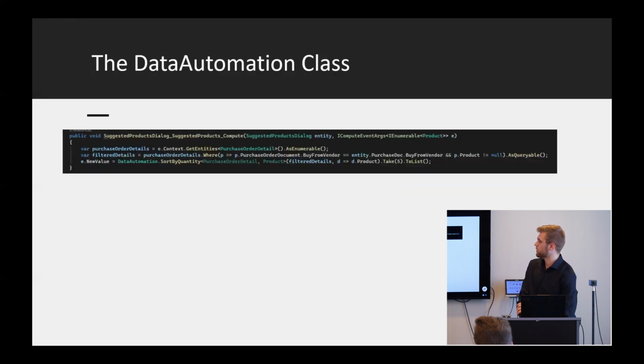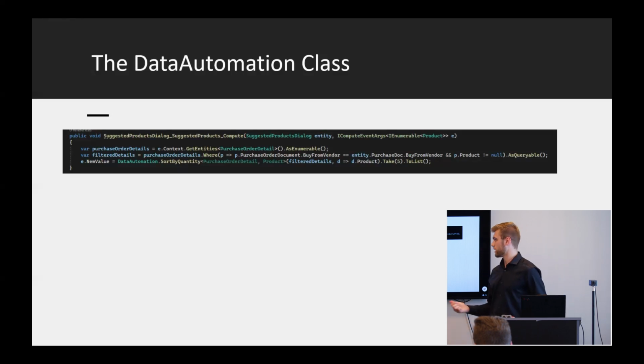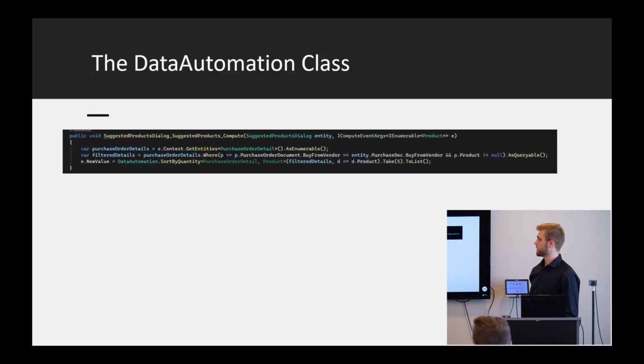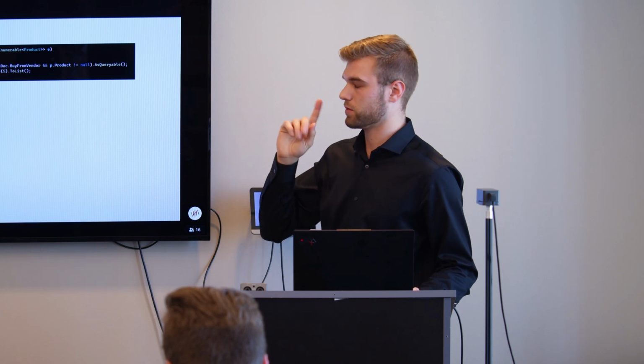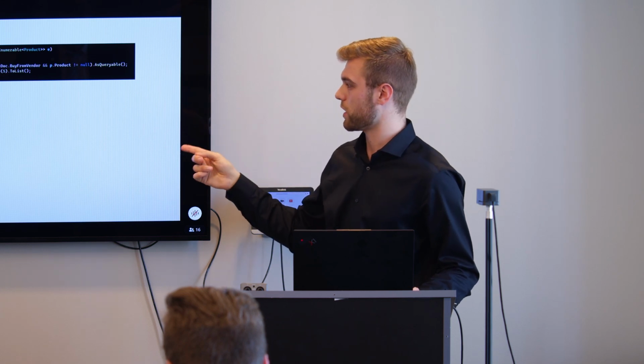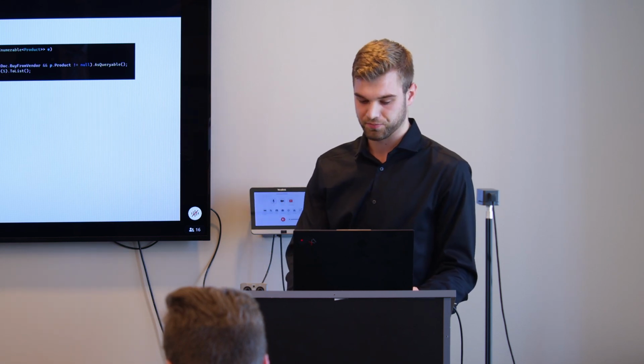And then this here still requires a little bit of code to use the data automation class that I made. But it's just getting the data and then passing that into the sort by quantity method. So this here is predicting the products for the purchase orders.